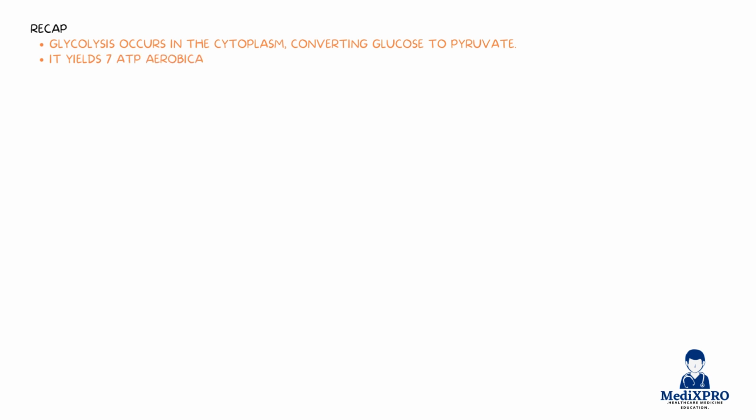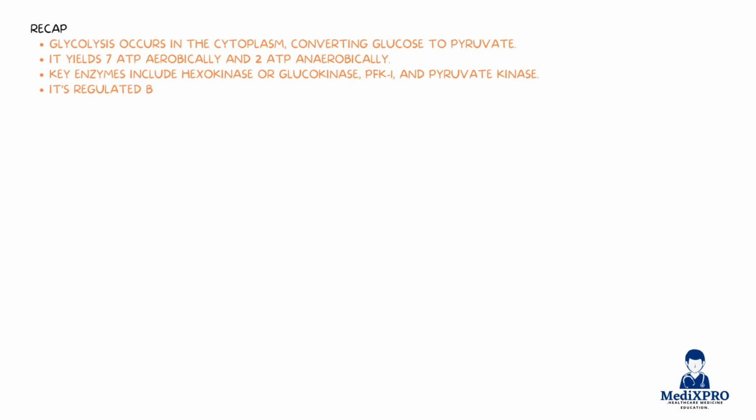Let's wrap up with a rapid recap for your SEQ preparation. Glycolysis occurs in the cytoplasm, converting glucose to pyruvate. It yields 7 ATP aerobically and 2 ATP anaerobically. Key enzymes include hexokinase or glucokinase, PFK1, and pyruvate kinase. It's regulated both allosterically and hormonally. Insulin activates it, while glucagon inhibits it.